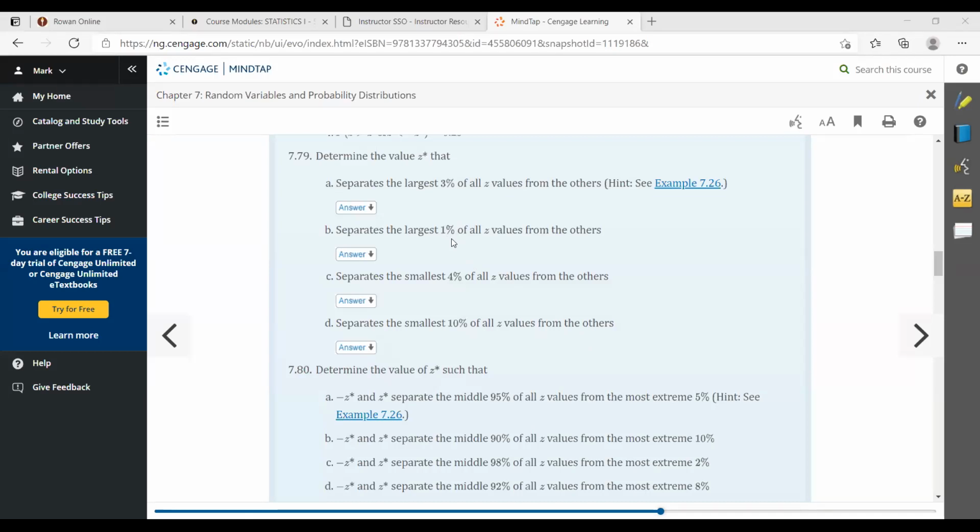All right. Or use your calculator and divide this 1 by, what do you divide this 1 by? 100, right? To convert a percentage to a decimal, you divide by 100. That means 1% is 0.01. That's the area to the right. That's the largest 1%. So we want to use the area to the left. So it's the same problem as the previous one, except the area is different.